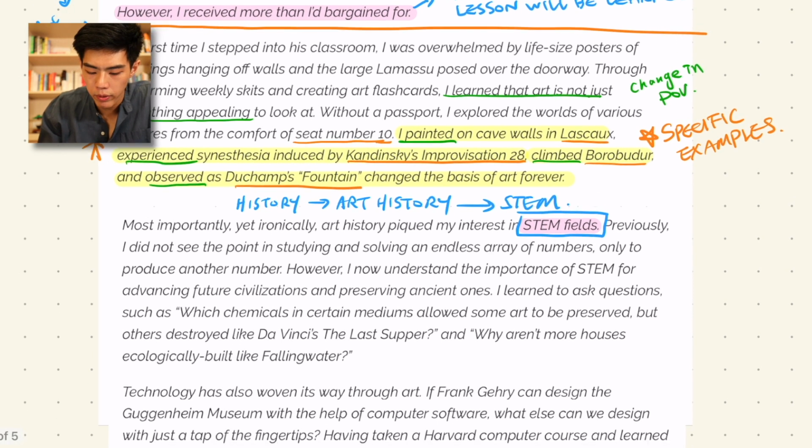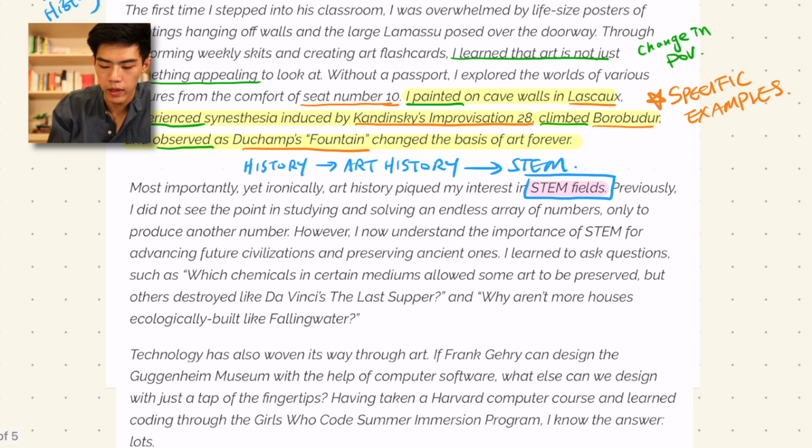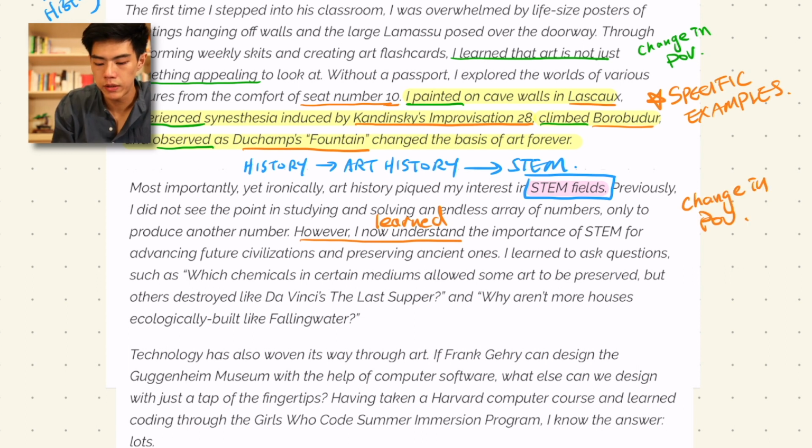Previously, I did not see the point in studying and solving an endless array of numbers only to produce another number. However, I now understand, 同样的, right? Learned and change in POV. The importance of STEM for advancing future civilizations and preserving ancient ones. I learned to ask questions such as, which chemicals in certain medium allowed some art to be preserved, but other destroyed like Da Vinci's Last Supper? And why aren't more houses ecologically built like Fallingwater?